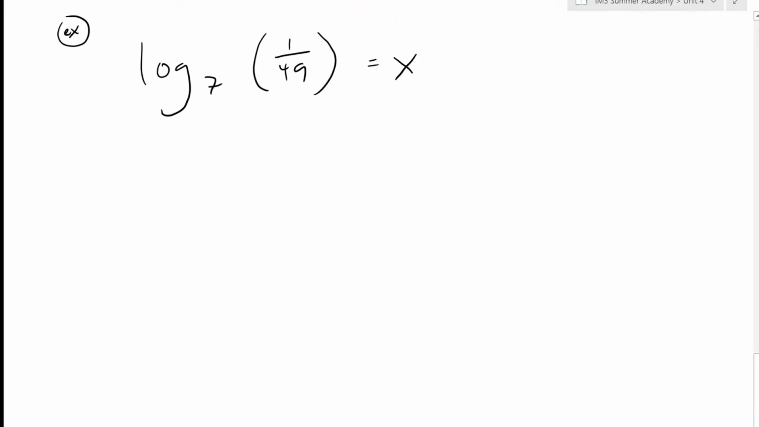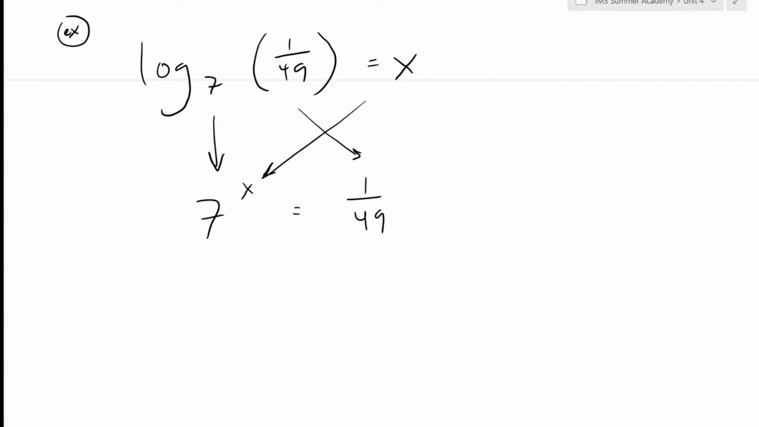Now, it may get a little bit trickier when it tells us log base 7 of 1 over 49 equals x. So down and diagonal, and we're starting to see this fraction here. So whenever we have fractions, here's what I want you to do. Kind of focus on the bottom number. 7 to what power gives us 49? That would be a 2.